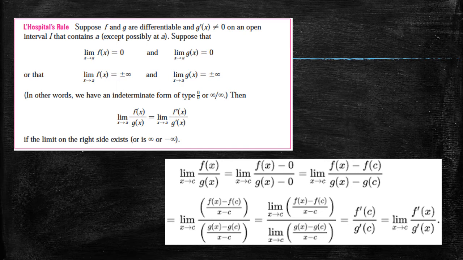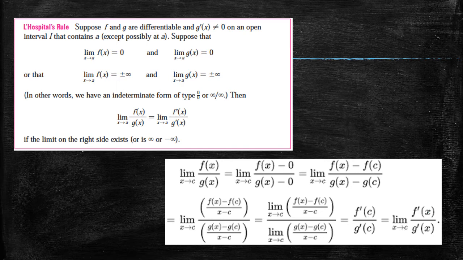So we have the limit of the top over the limit of the bottom, and again, this is the definition of the derivative at c, so that's our f prime of c. Same thing in the denominator, that's our g prime of c. And then I can just go back to the limit notation. So this is the limit as x goes to c of the derivative of f over the derivative of g.